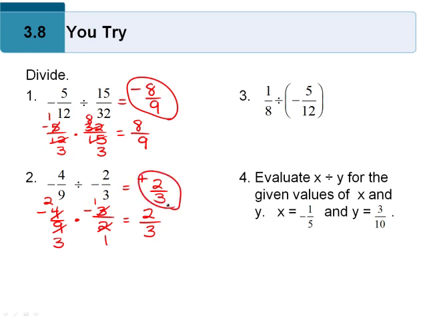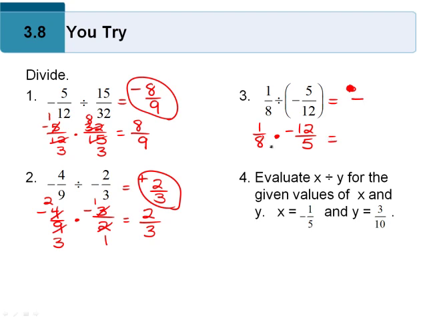Okay? Number 3, a positive divided by a negative is going to be, oops, I was screwing that up. It's going to be a negative. Okay? So keep 1/8, change, and flip. Negative 12 over 5. Okay? So we already figured out our sign.